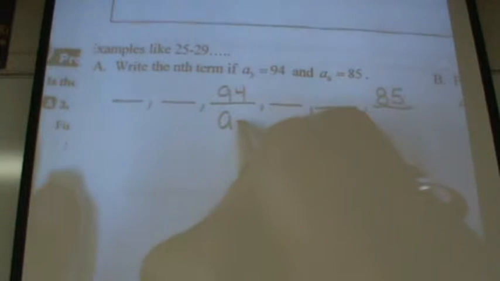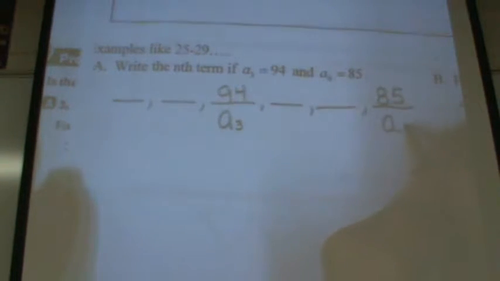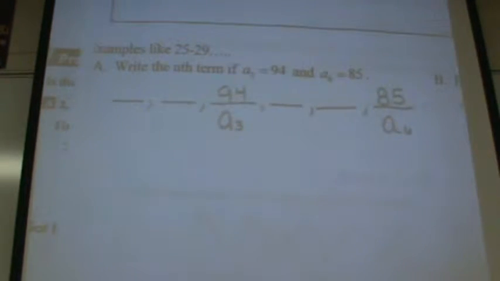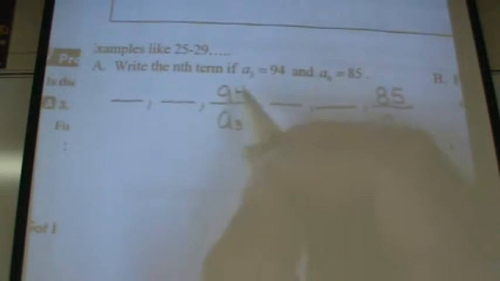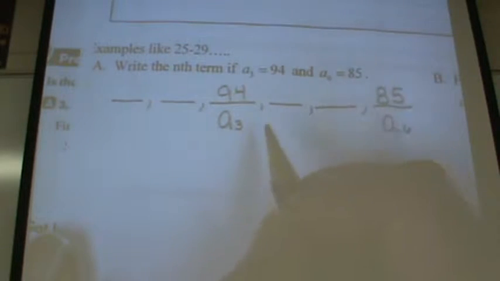So this is a sub 3 and this is a sub 6. Okay? So if we don't have two numbers that are consecutive next to each other, but I do know it's arithmetic, do you remember how, since it's linear, we can find the common difference? What can we do? Do you know, Matt? Make it into an ordered pair. Yeah, make it into an ordered pair.